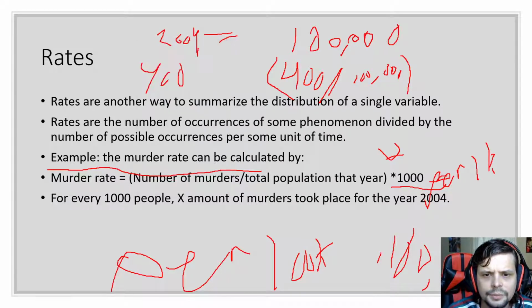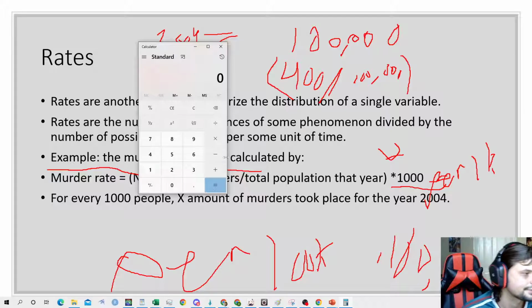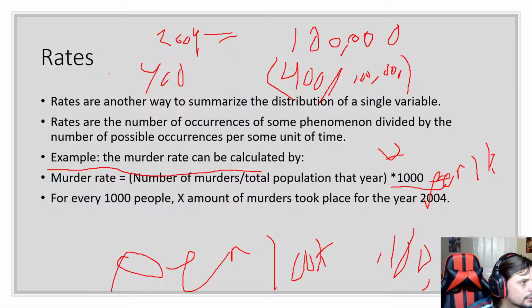Bringing the calculator back up. So we have 400 murders divided by 100,000. Let's just clear this out. 400 murders divided by 100,000 gives us 0.004. And now let's say that we want to do murder rate per 100,000. We take this number and we multiply it by 100,000. So in this case, the murder rate is 400.